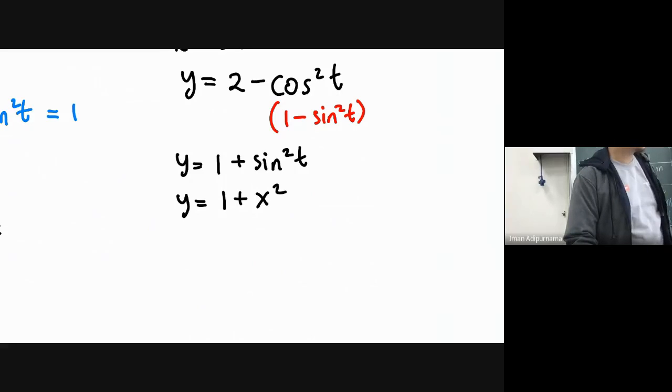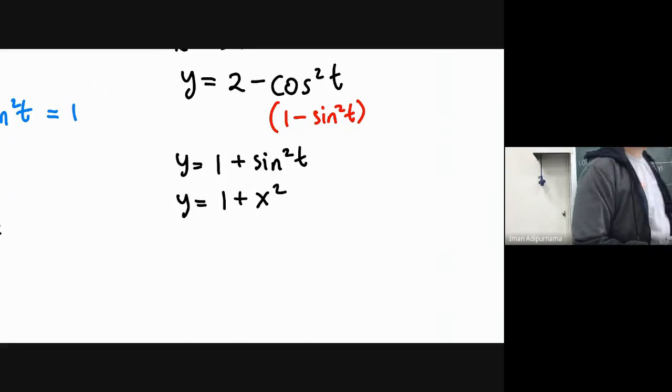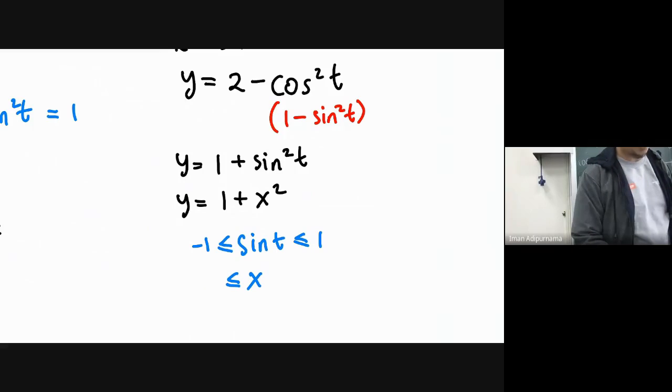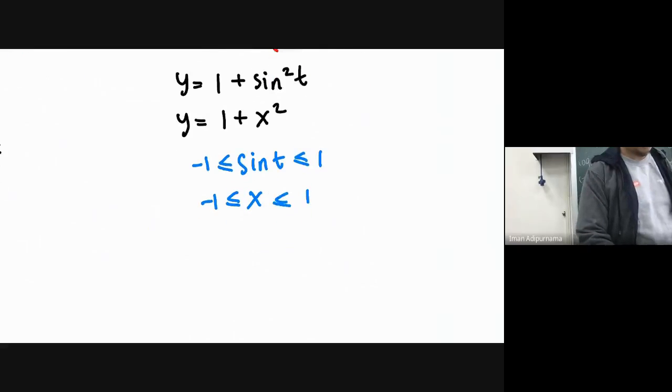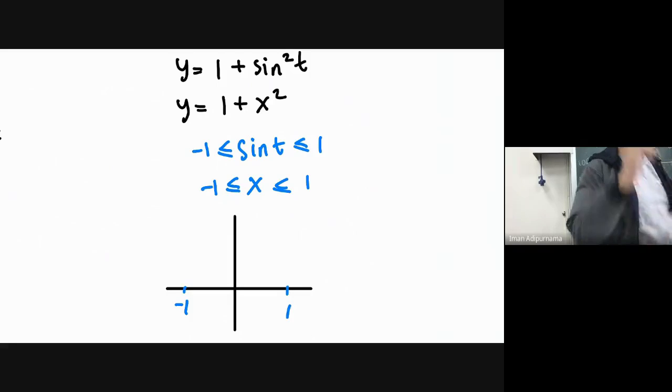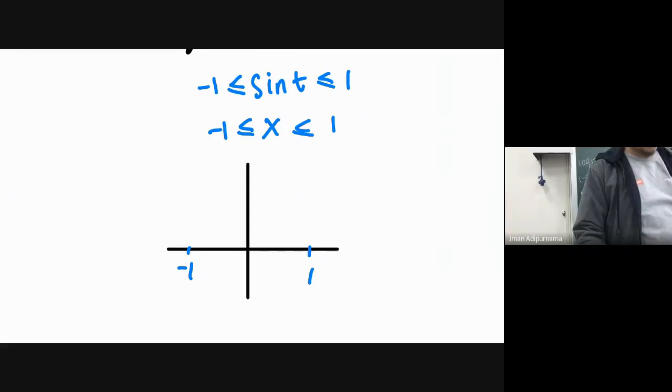parabolic, but remember, because x is sine t, the minimum and maximum value is -1 until 1. So x will be from -1 until 1. So if you have the graph, let's say this is -1, this is 1. This is the maximum and the minimum x that you can apply. And then when you plug in -1, it will be 2, maybe around here, 2.